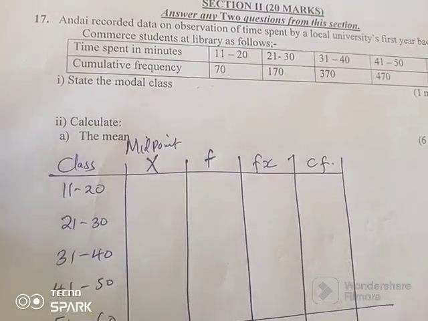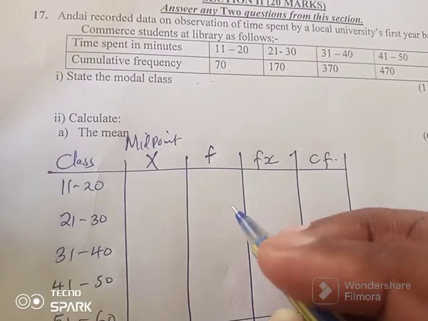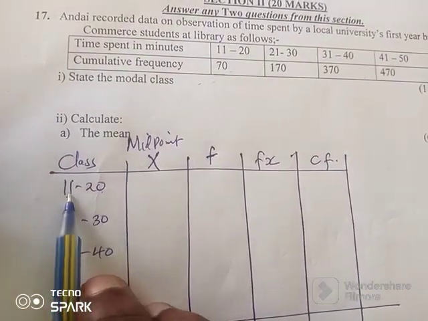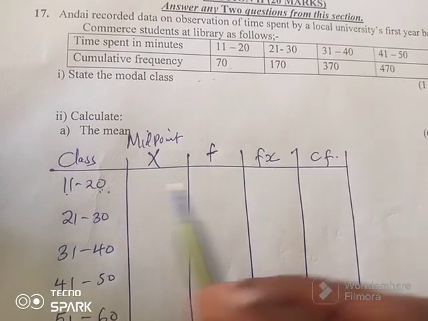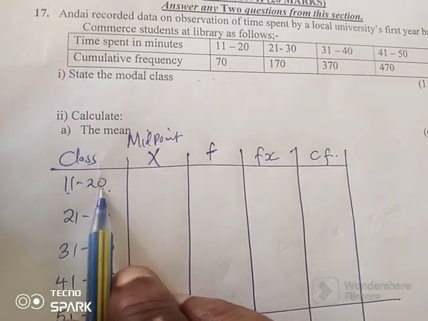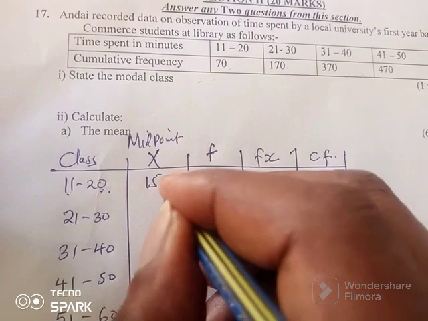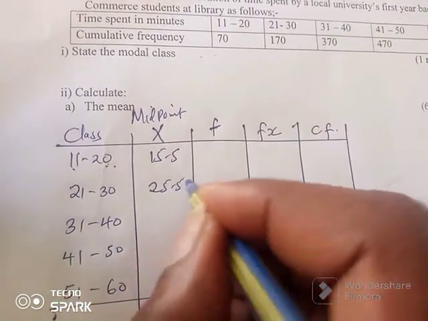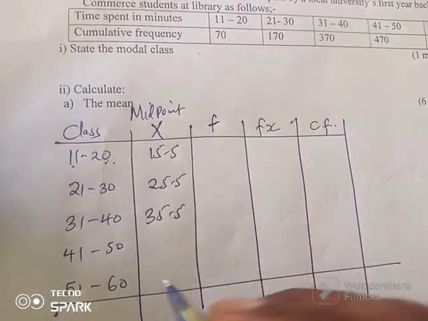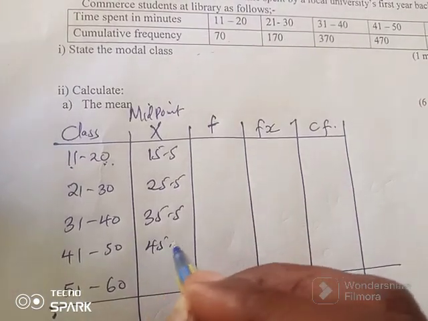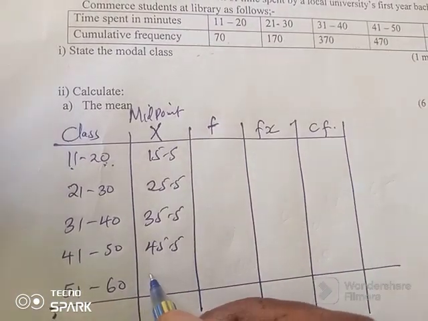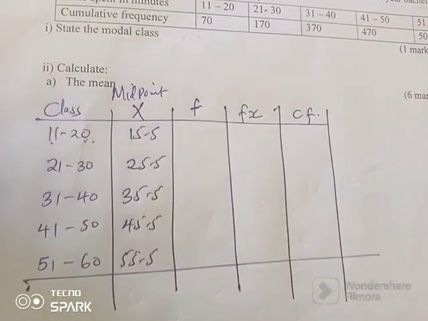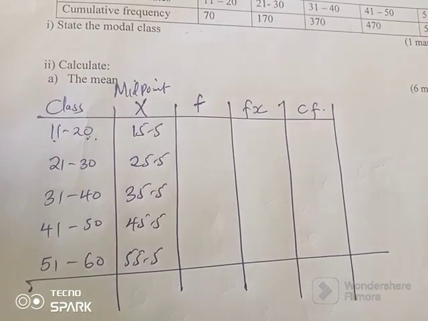Having that, of course, the midpoint, we know how to get it. We add the class boundaries, then we get half. So 11 plus 20 is 31, divided by 2, 15.5. The same here, we shall have 25.5, 35.5, 45.5, and 55.5. I hope you're together there, guys, up to that stage.